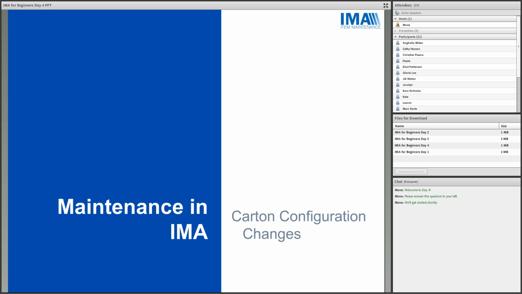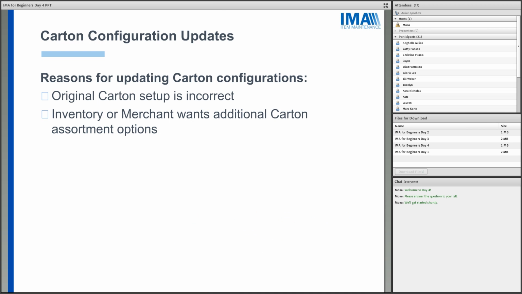All right, so next up, we're going to talk about carton configuration changes. So there are several reasons why you might want to update carton configurations. It could be that the original carton setup is incorrect, or it could be that your inventory or merchant wants to add additional carton assortment options. This one's also pretty straightforward.